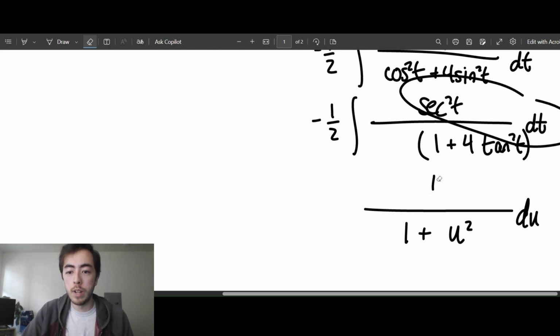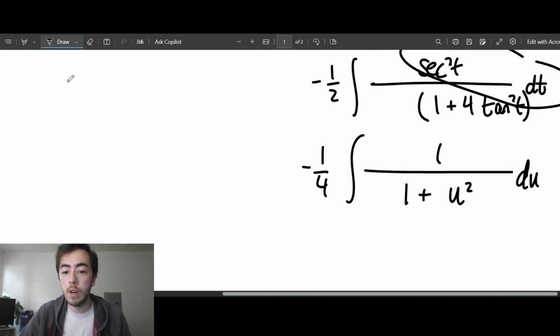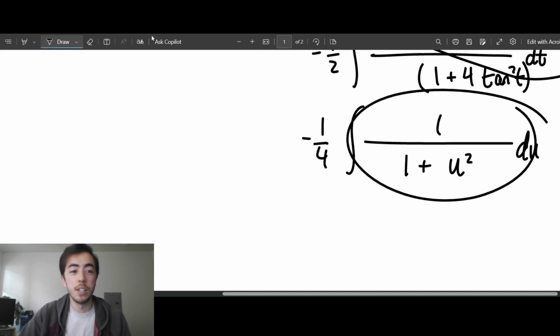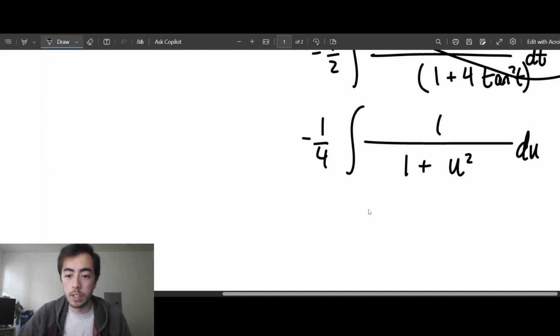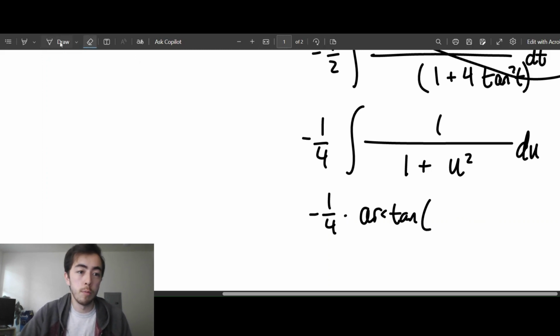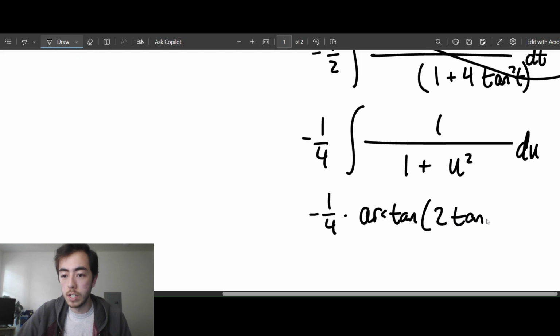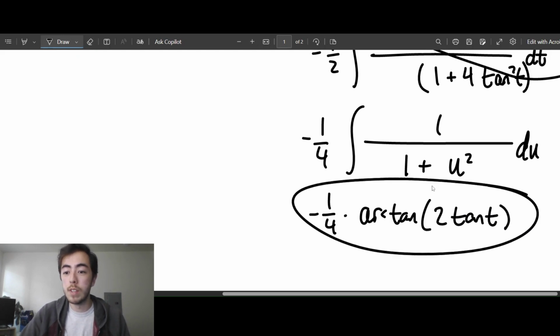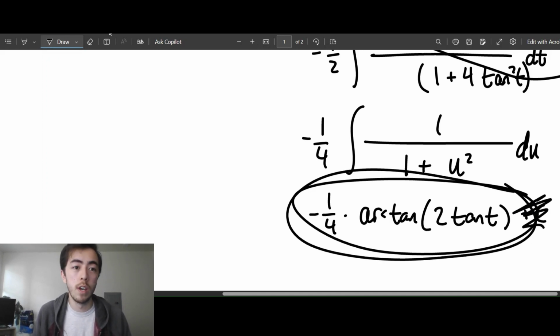And I'm going to actually have that 1/2 on the outside of my integral. So I'll have a negative 1/4 on the outside here and a 1 on top. So I perfectly have an arctangent integral here. This integral is just arctan of u. The negative 1/4 is still out here. And then u, I erased it, but u was 2 tangent of t. And so this, well, I guess plus c, is the antiderivative of what we had before. And since we're doing a definite integral, I don't really need this plus c, and it's this that I'm going to use for the integral above.